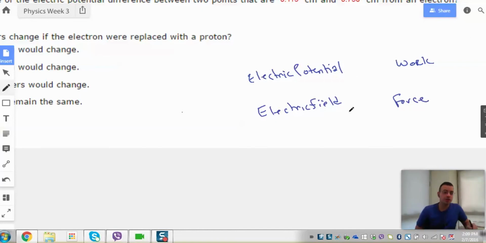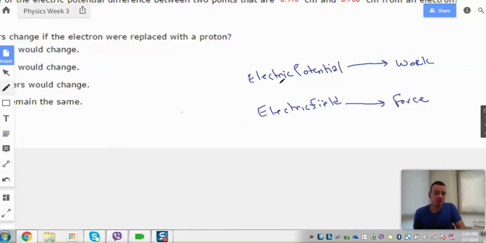Alright, so electric potential relates to work. This is for any type of potential. Gravitational potential, I don't know, there's probably some other forces out there you can put the word potential after and it'd mean the same idea. The idea is electric potential relates to work. Electric field relates to force.